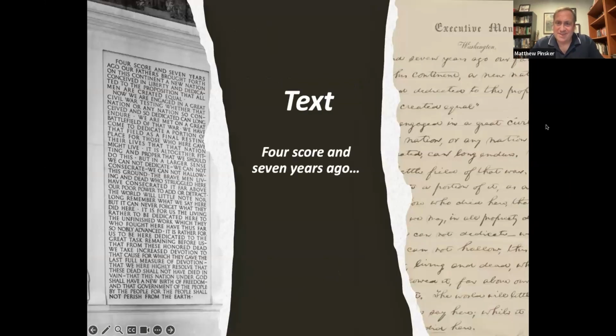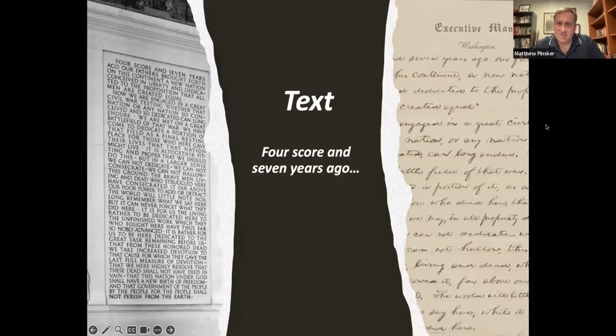Let's start with text. I'm not going to recite it from memory. Maybe Andy will do that later. It's a text we're all familiar with. It's 10 sentences. It's just about 272 words, but maybe one element of the text has escaped your notice. It's not as familiar as it should be. So the text that's on the wall of the Lincoln Memorial, the text that's in our textbooks, that's not the actual text that Lincoln delivered in November 1863 at the dedication of the Soldiers' National Cemetery at Gettysburg. That's a version that he wrote in March of 1864.